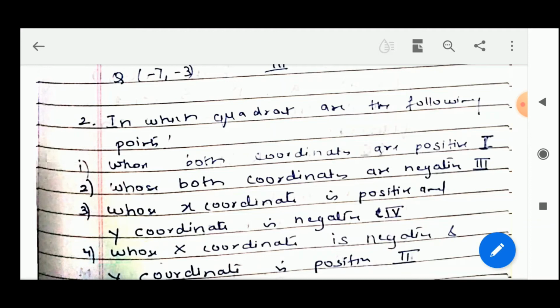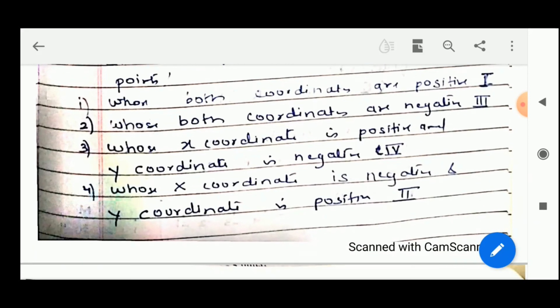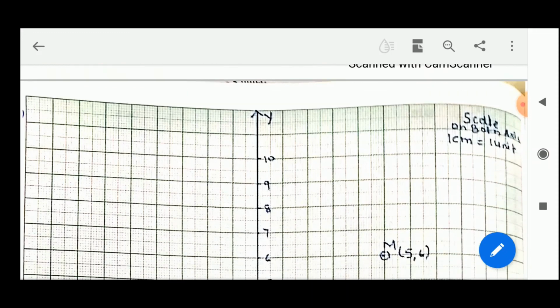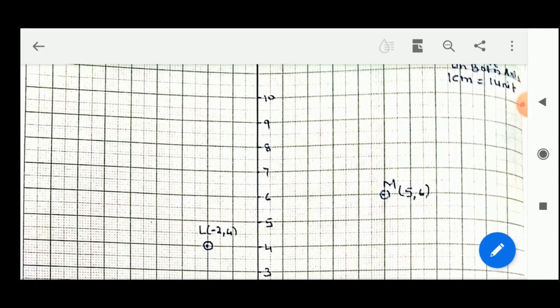In which quadrant are the following points? When both the coordinates are positive, it lies in the first quadrant. When both the coordinates are negative, it lies in the third quadrant. Where x coordinate is positive and y coordinate is negative, in the fourth quadrant. Whose x coordinate is negative and y coordinate is positive, in the second quadrant. Now plot these points here.